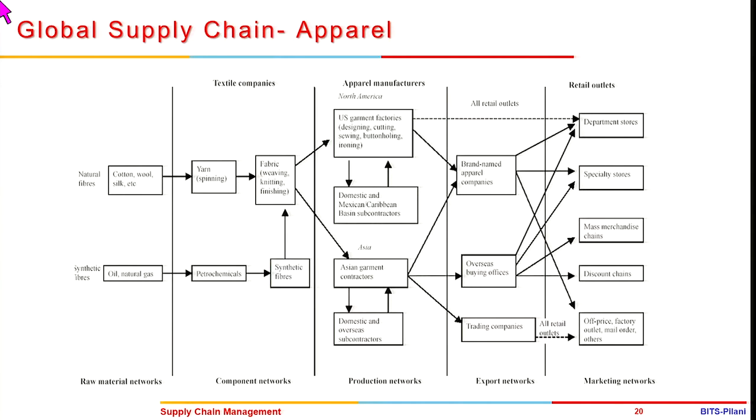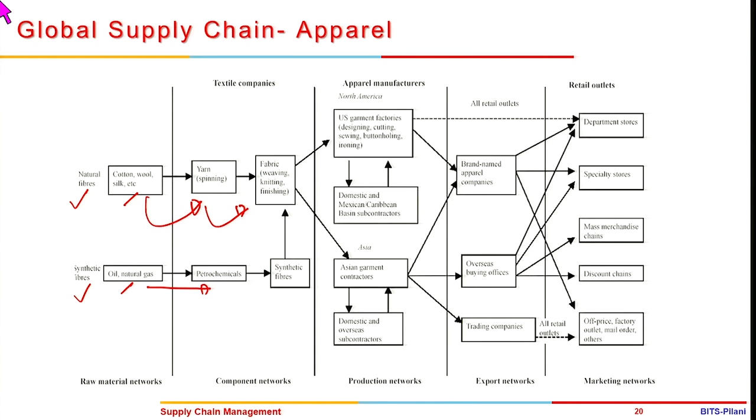So here we have a global supply chain network of an apparel. We find that there are different kinds of materials used to manufacture apparels or garments. We have two types of raw materials. One is natural fibers, which could be cotton, wool or silk. Another is synthetic fibers, which are man-made and come from oil and natural gas, like polyester. From these raw materials, it is first converted into yarn, which is thread, and from yarn it is converted into cloth, and something similar happens.